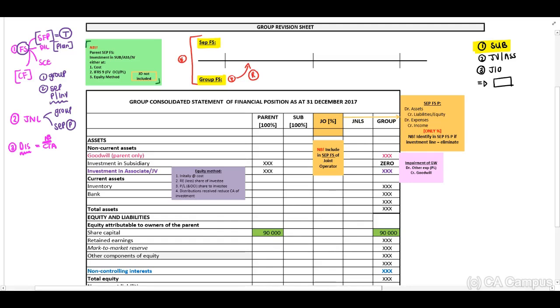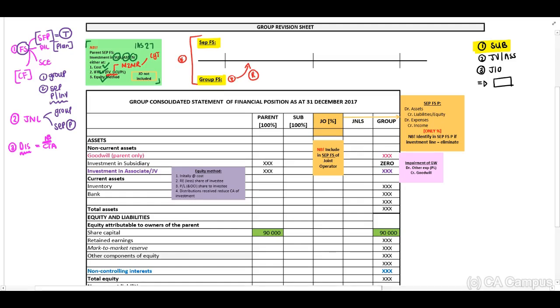Now I want you to refer to the green block. When we refer to our separate financials of our parent or our investor, IAS 27 indicates to us that the parent can choose to account for the investment in a subsidiary, associate, or joint venture, either at cost, in terms of IFRS 9, or equity method. Remember, if this is in terms of IFRS 9 and fair value through OCI, there will be a mark to market reserve in your statement of changes in equity, and the tax will be based on your CGT rate.